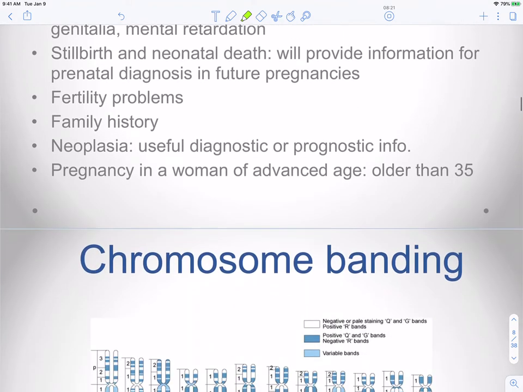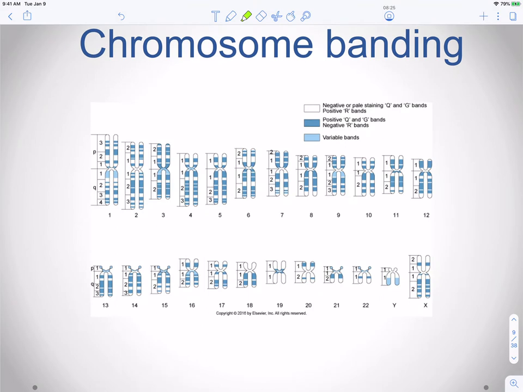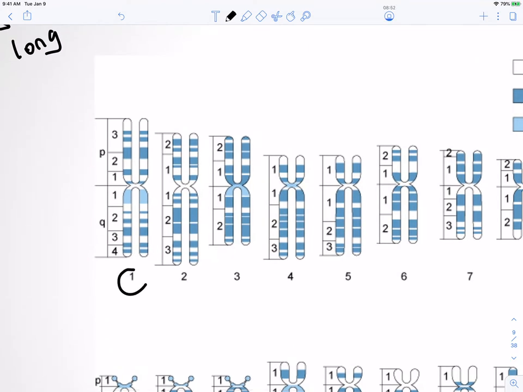So here's just a picture of chromosome banding. There is a uniform system of chromosome classification. Again, we have the p for short, the q for long, and then each chromosome is going to be divided into regions, which are called cytogenetic bands. If I blow this up a little bit, we have chromosome 1 here, with the p arm here and the q arm here, and then you have bands 1, 2, and 3. The bands start numbering from the centromere towards the telomere. So 1 is by the centromere, 2 is in between, and then 3 in this case is at the telomere. Different chromosomes have different numbers of these cytogenetic bands.